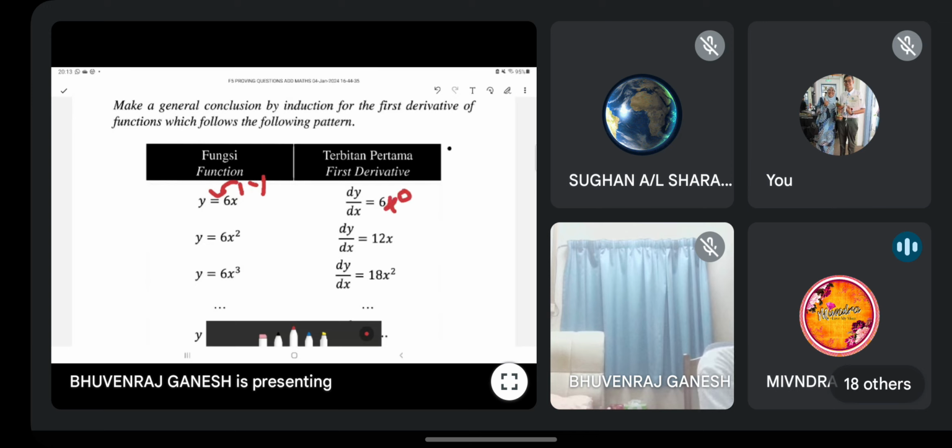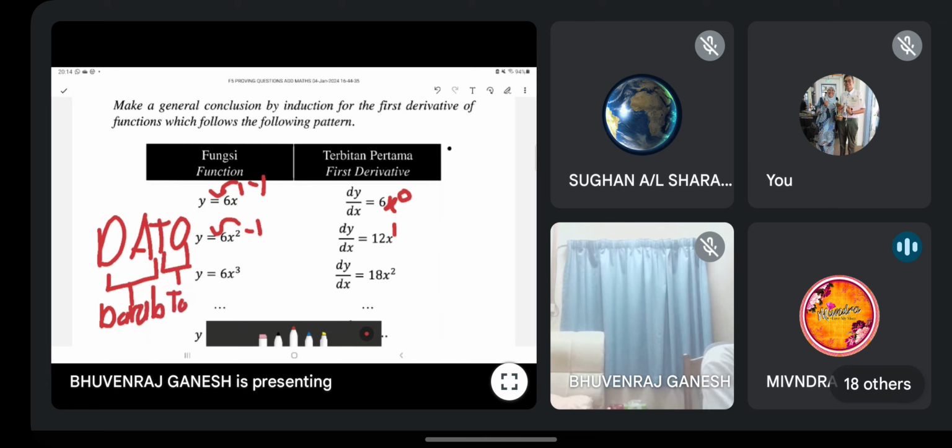Lepas tu 6 darab 2, 12. Lepas tu 2 tolak 1 is 1. Sebab tu ada x, sebab x kuasa 1 bukan x kuasa kosong. So sebab kita dah tahu yang asas, yang darab lepas tu kuasa tu kita tolak. Kalau kita nak ingat, kita boleh guna akronim DATO. Darab tolak. Darab tu maksudnya kuasa darab dengan nombor depan, lepas tu kuasa tu tolak dengan 1. So DATO, kalau nak ingat lah pembezaan.